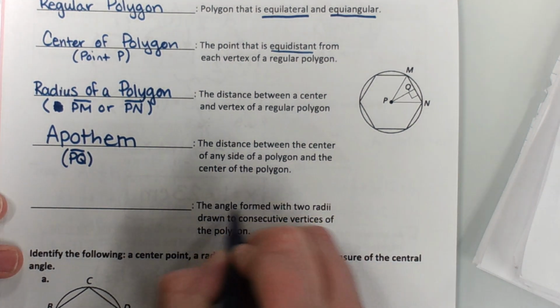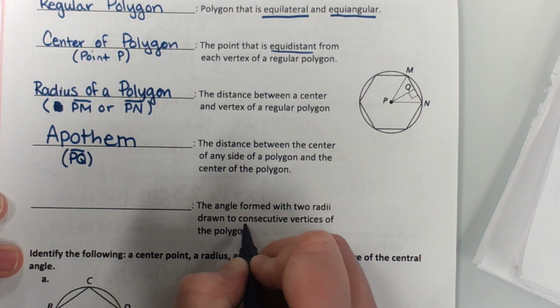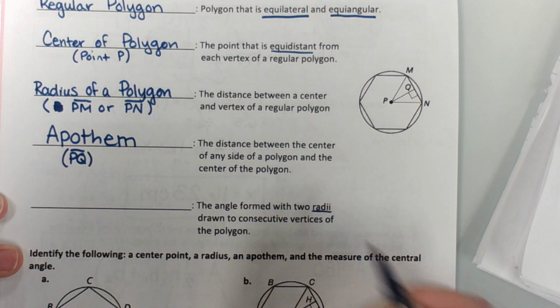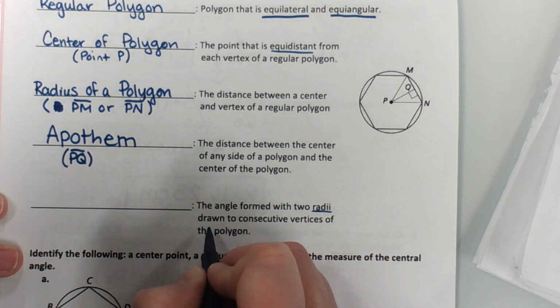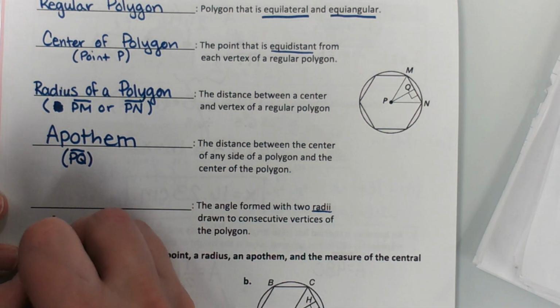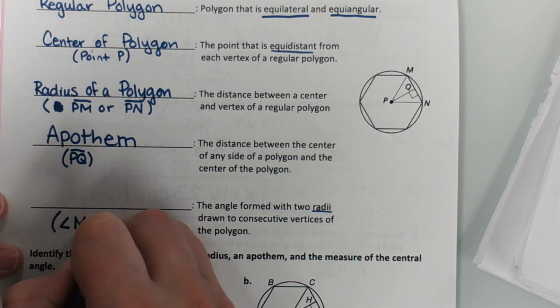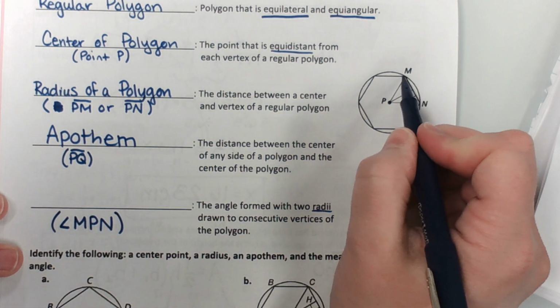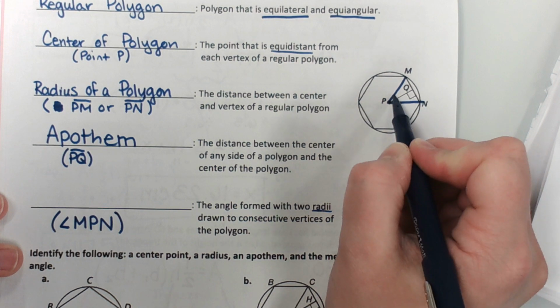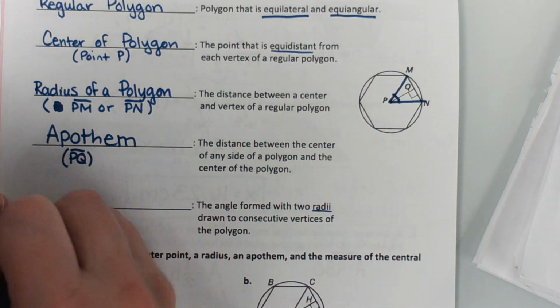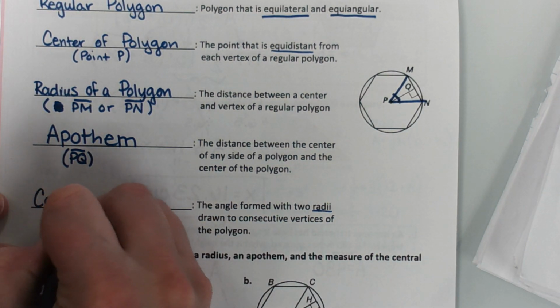Last thing that we're talking about is the angle formed by two radii drawn to consecutive vertices of the polygon. So like the angle MPN. That angle there is known as a central angle of a polygon.